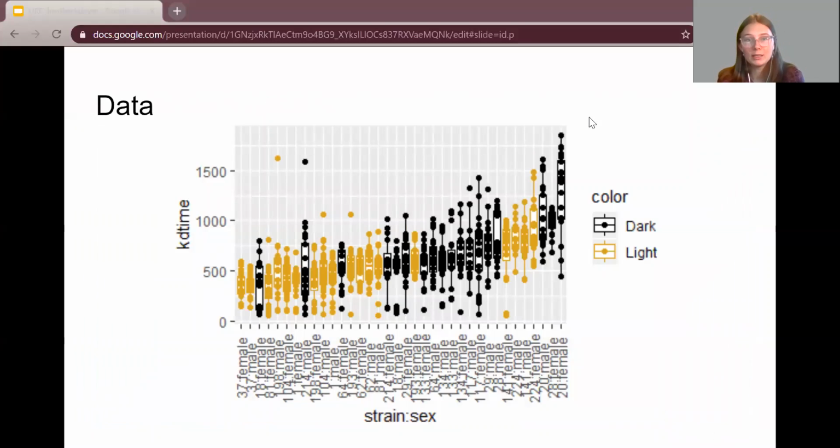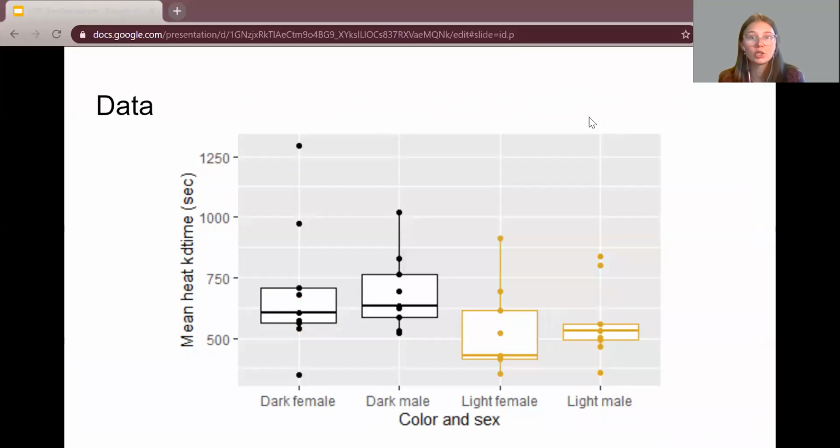Here are all 18 lines represented as a mean of individual knockdown times for each sex. As you can see, there's a general trend of dark lines having higher means than light lines. Next, each color line was combined for each sex. Here it is a bit easier to see the separation of knockdown times for each color.